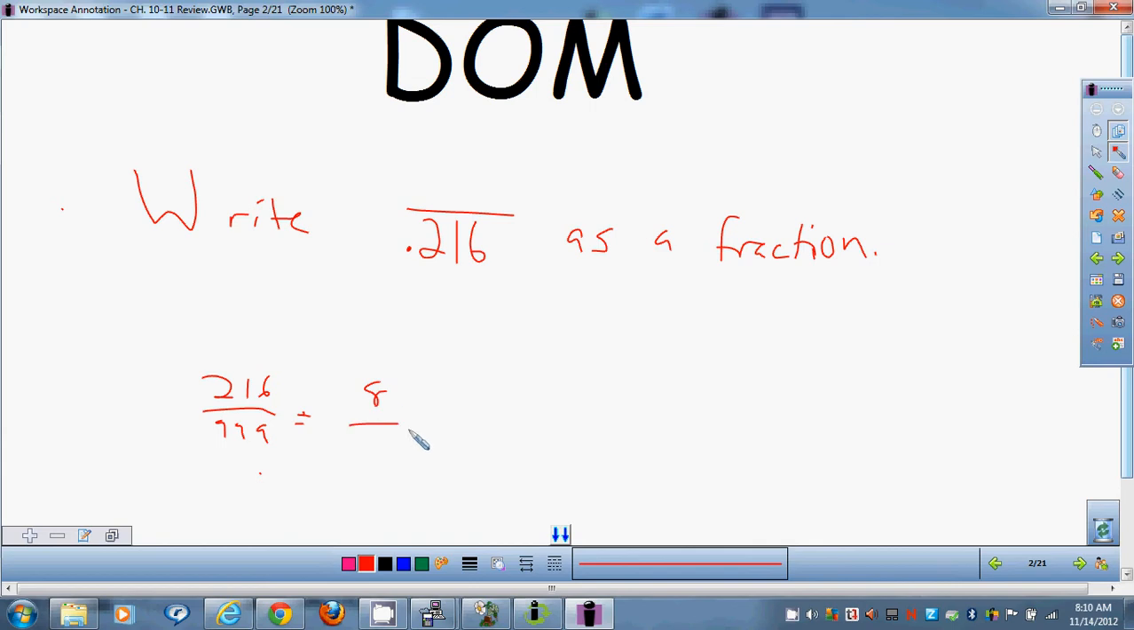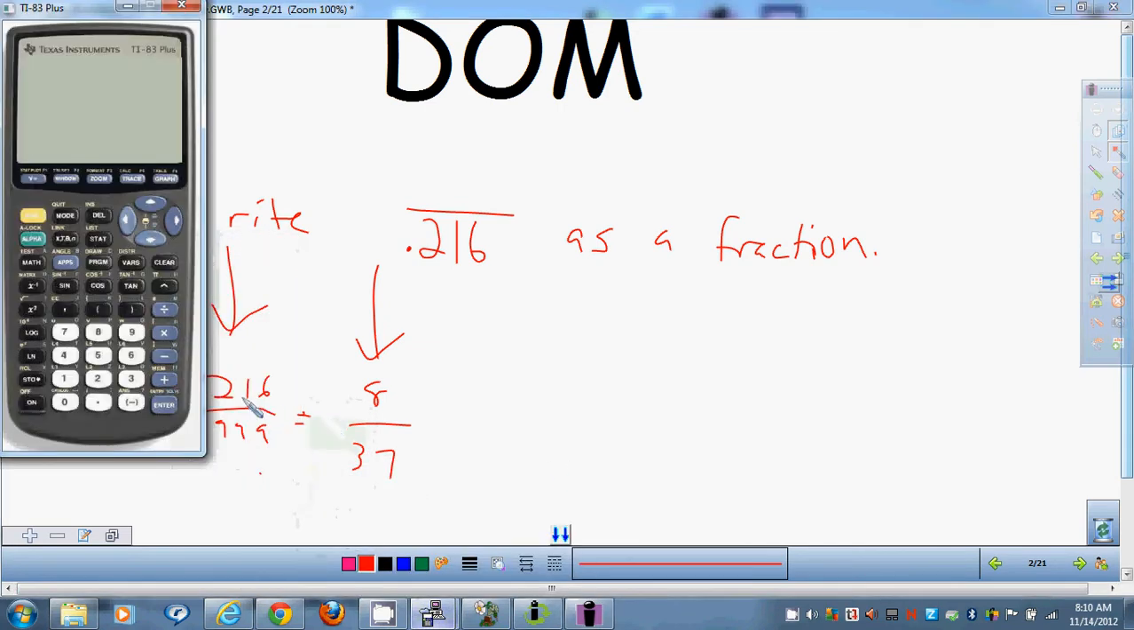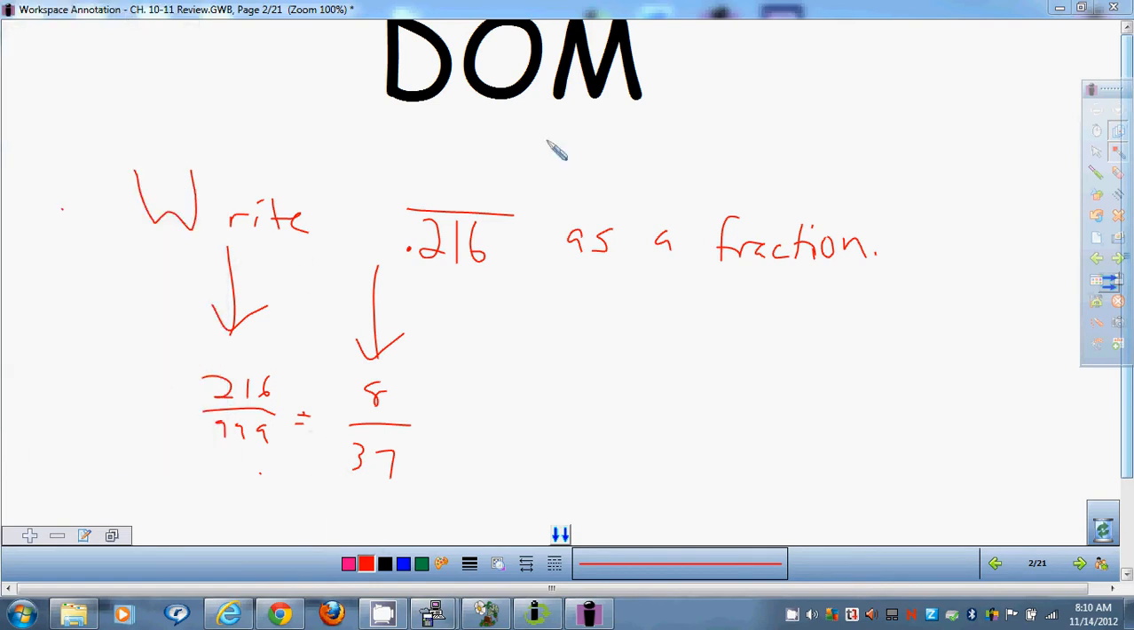Now, I will warn you, actually, I don't know this. This will probably not even be an option on the test because it's reducible and they don't want you to. I guess it might be. Just make sure, I believe your calculator reduces for you. Let's see, 216 over 999, math, enter, 8 over 37, yeah. So, yeah, you're correct, don't forget to reduce.